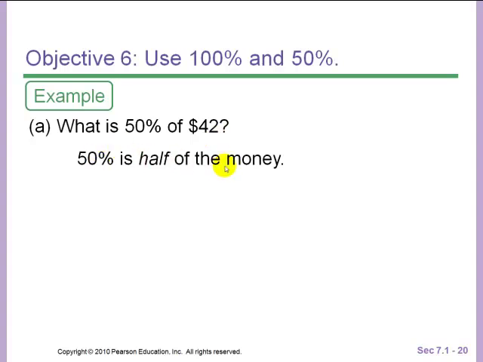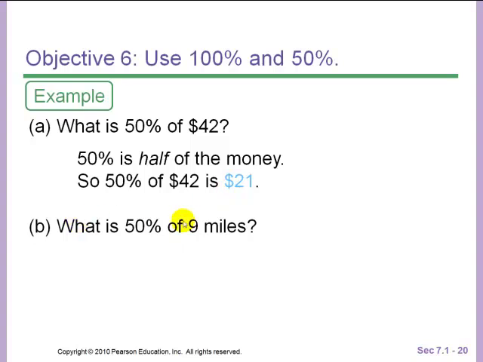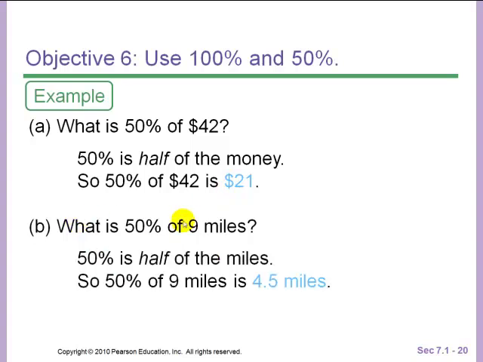What is 50% of 42? 50% is half of the money, so half of 42 is $21. What is 50% of 9 miles? 50% is half of the miles, which is 4.5 miles.